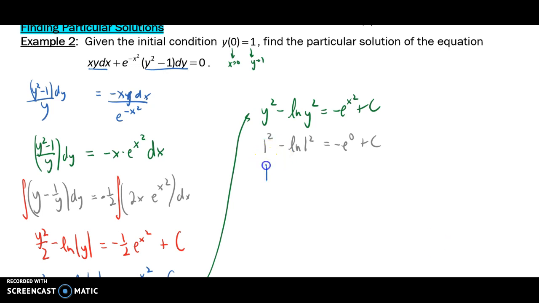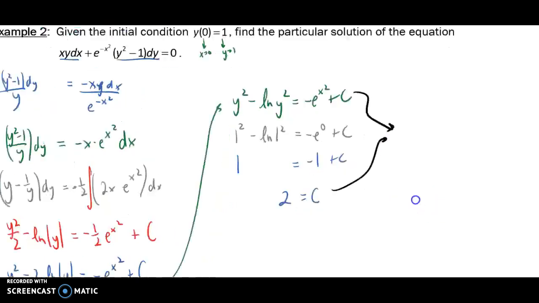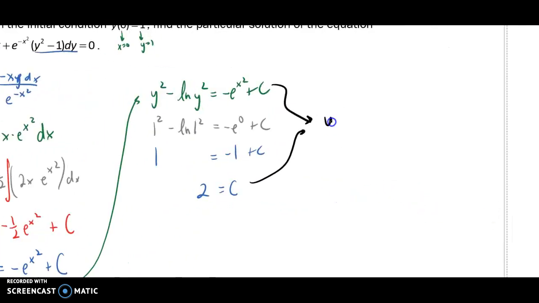Going further with that, 1 squared is 1. The ln of 1 is 0, so that's gone, equals e to the 0 is 1. That's a negative e to the 0, so negative 1 plus c. Solve for c. c is equal to 2. Now that we've figured all that out, we have the specific value that we need, which means that our equation is going to be y squared minus the ln of y squared equals negative e to the x squared plus 2.